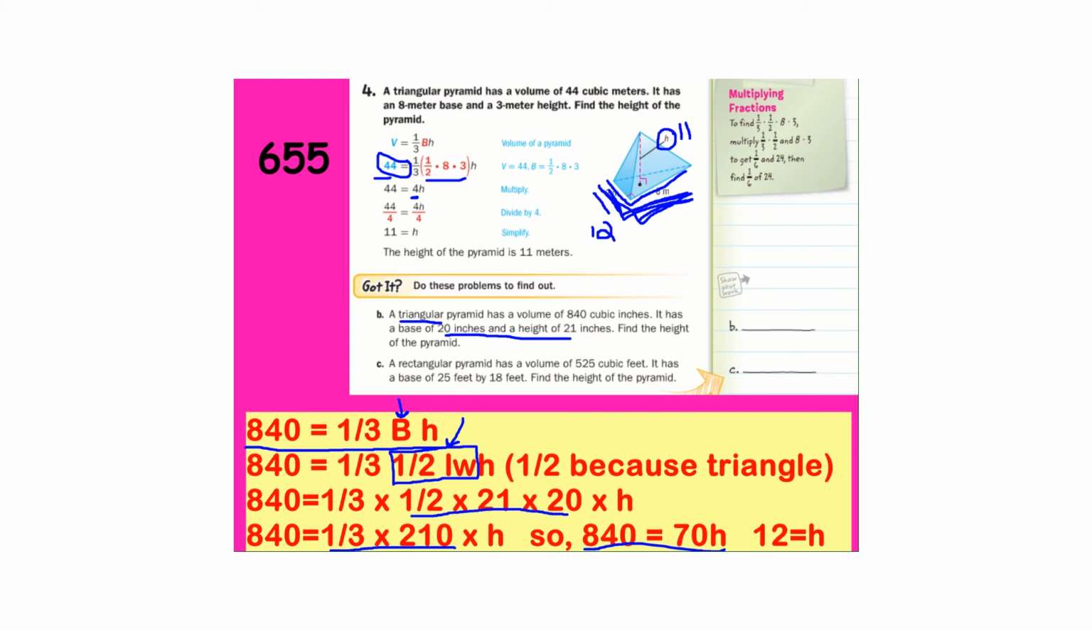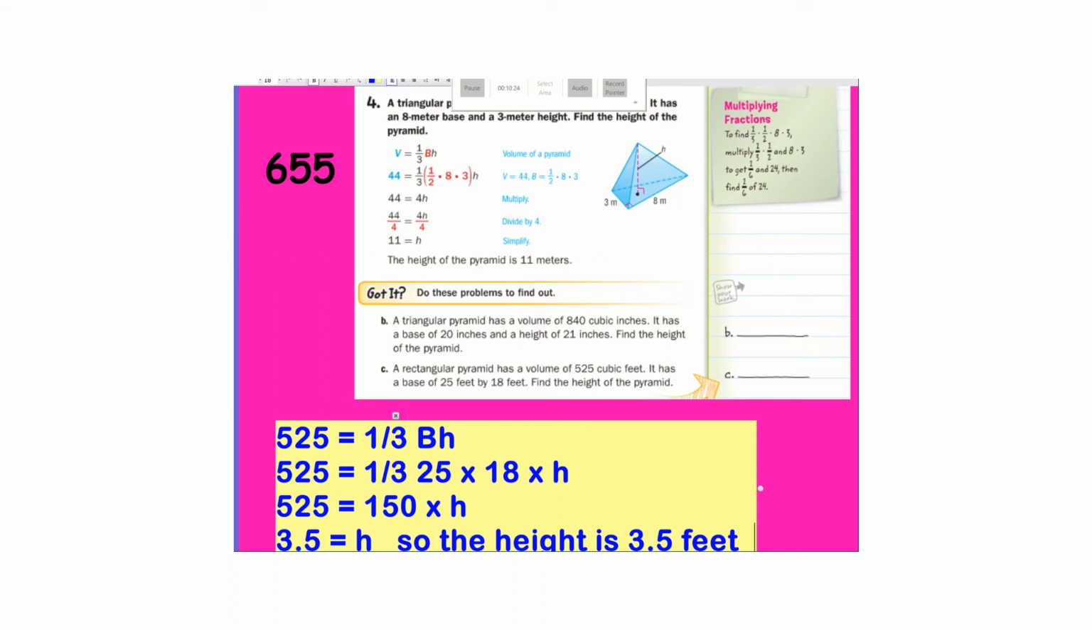Okay, letter C. So set up your formula. 525 is 1/3 of the capital B times h. Capital B in this one, it's rectangular, is 25 by 18. So 1/3 of 25 by 18, I took 1/3 of the 18, got 6. 6 times 25 is 150. Times the height, 525 divided by 150 is 3.5. So the answer, the height, is 3.5 feet.